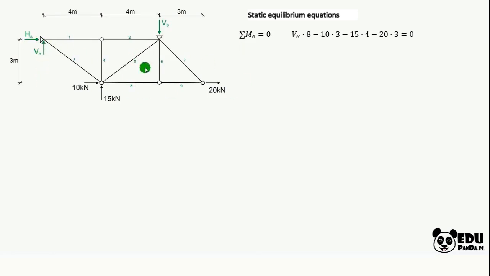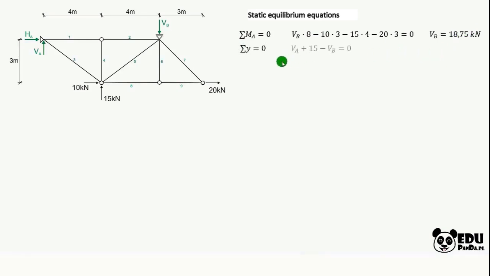This is one of the difficulties with trusses. I think it's not a big one, maybe more for beginners. And the second difficulty with trusses is that these forces here are often at an angle in these truss members. And a common mistake is the wrong distribution of these forces into the vertical and horizontal components. Those are probably the only two difficulties in trusses. So it turns out that VB is equal to 18.75 kilonewtons.